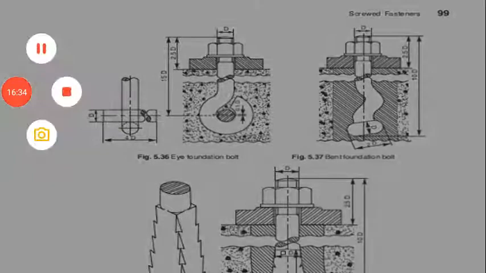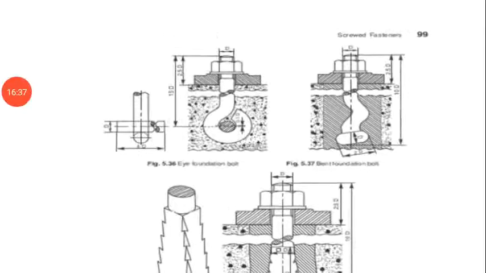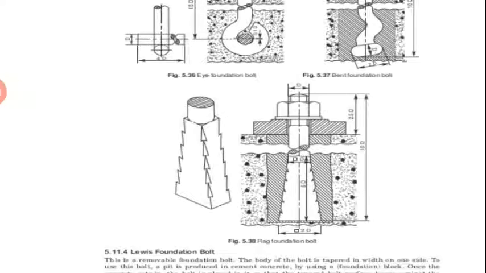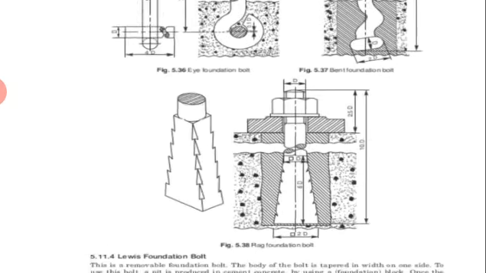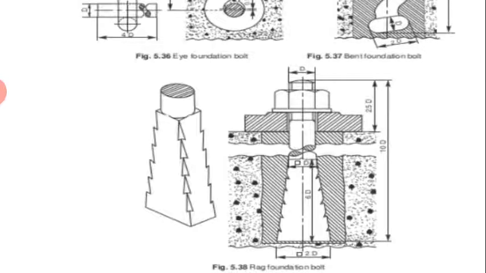So next is the rag foundation bolt. For drawing the rag foundation bolt, take diameter D equal to 10 mm, then calculate 25D, 10D, 6D and 2D.